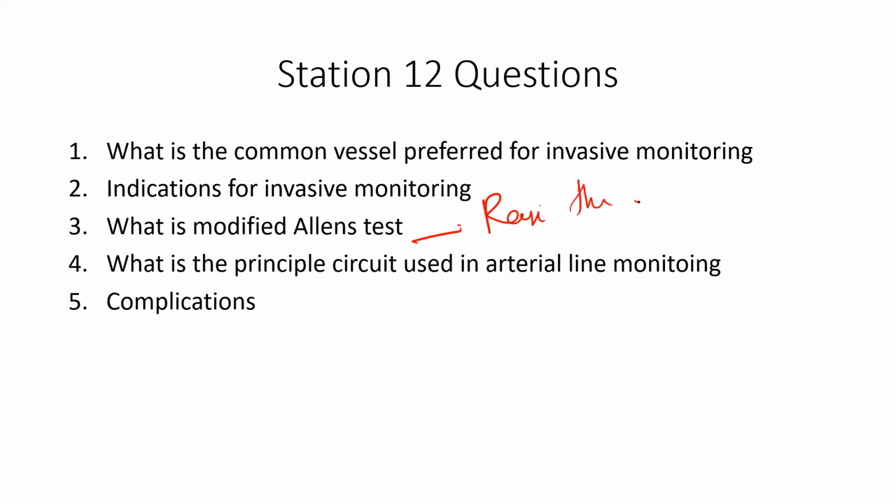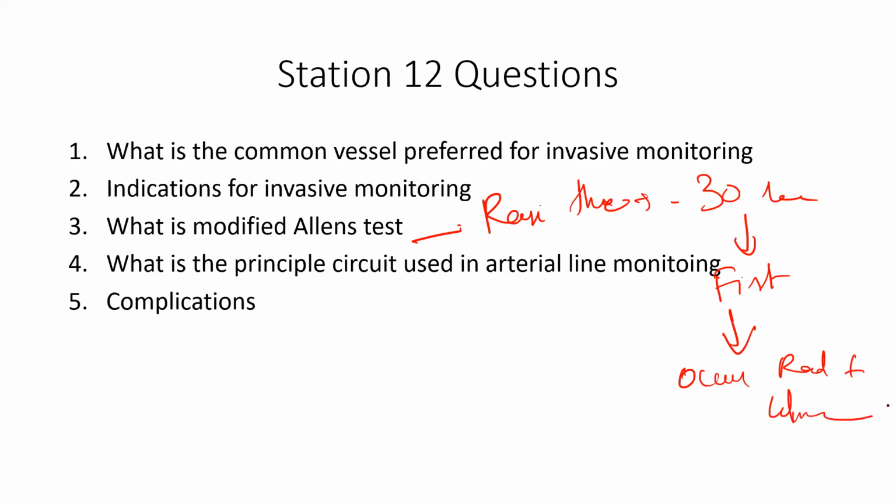Yes, sir. Raise the hand for 30 seconds. Okay. Then what do you do? Then we ask the patient to make a fist, sir, and we palpate both the radial and the ulnar arteries. Then ask the patient to make a tight fist. Then we occlude both the radial and the ulnar arteries. Then we release the ulnar and keep the radial artery occluded. So you release one vessel, either radial or ulnar. If you're planning to cannulate the radial artery, you can release the ulnar artery, and then what do you check?